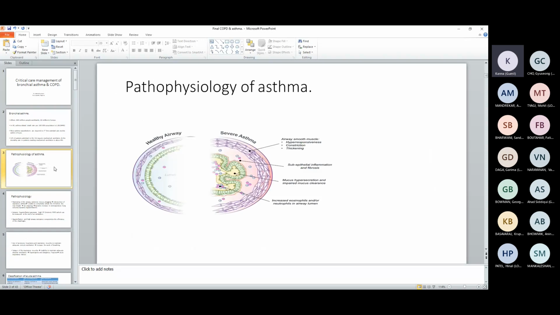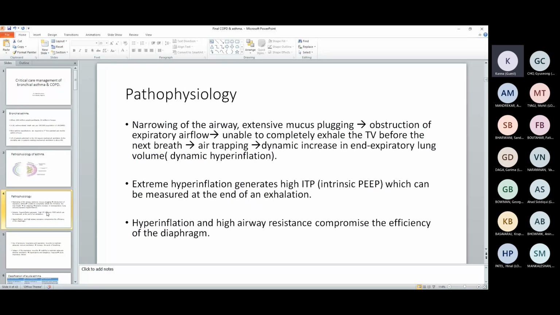Okay. So if we are considering the pathophysiology of asthma, in asthma patients, the airways are characterized by airway smooth muscle hyperresponsiveness, and there is bronchial muscle constriction and thickening of the airway wall, and excess production of mucus and decreased clearance, so it will cause a mucus plug. Both airway narrowing and the mucus plug can cause airway obstruction. Especially expiratory airflow is obstructed, so the patient is unable to exhale fully.